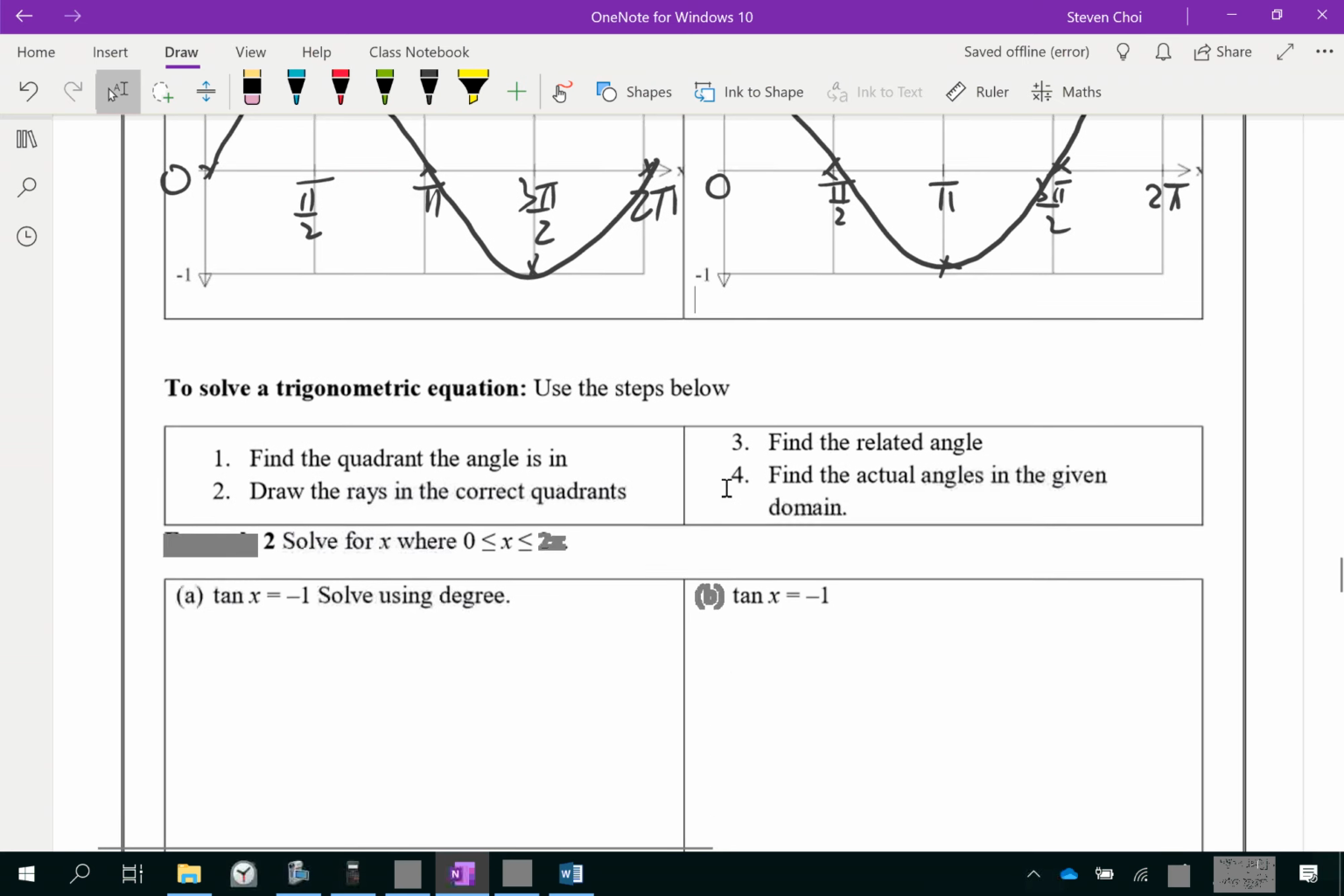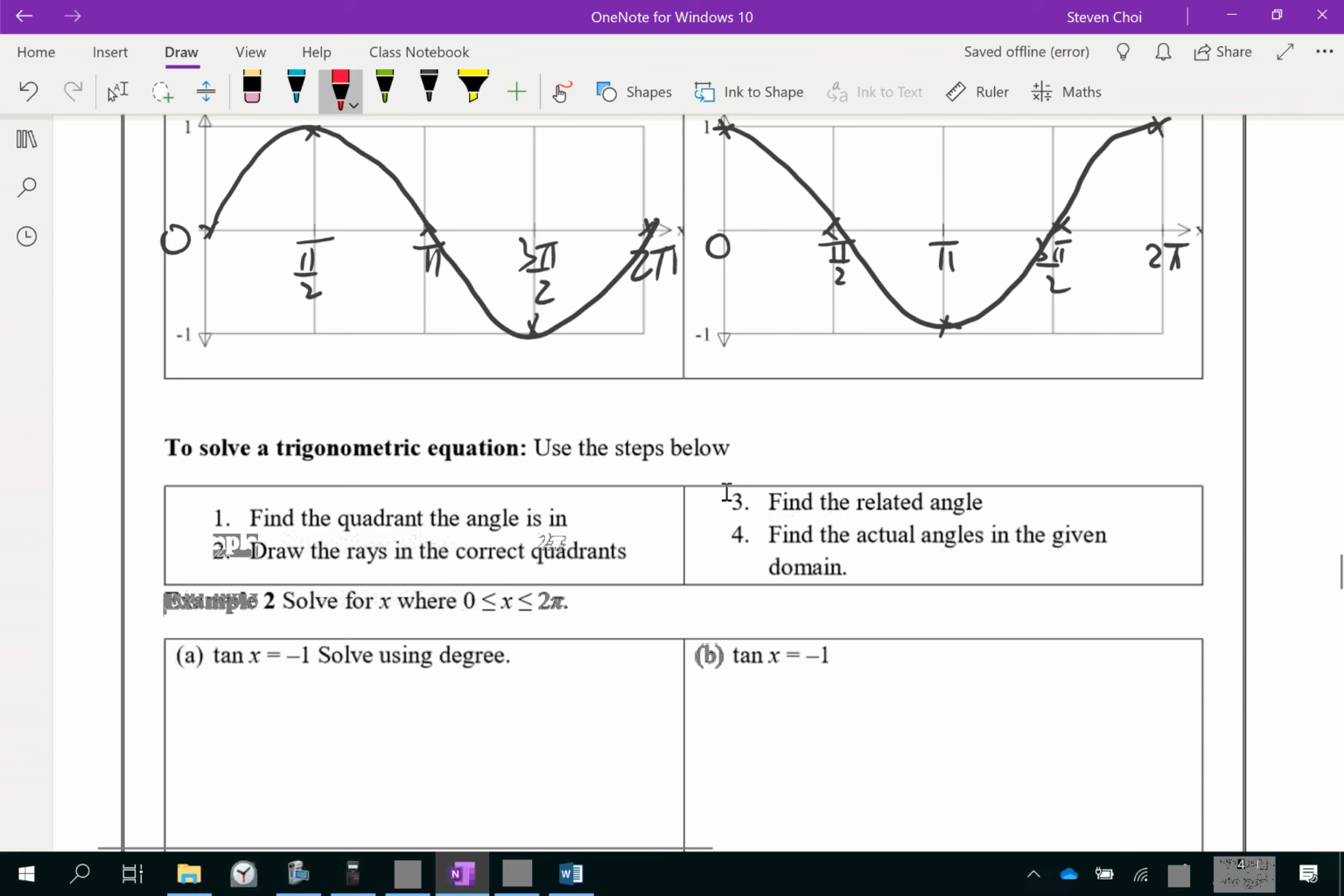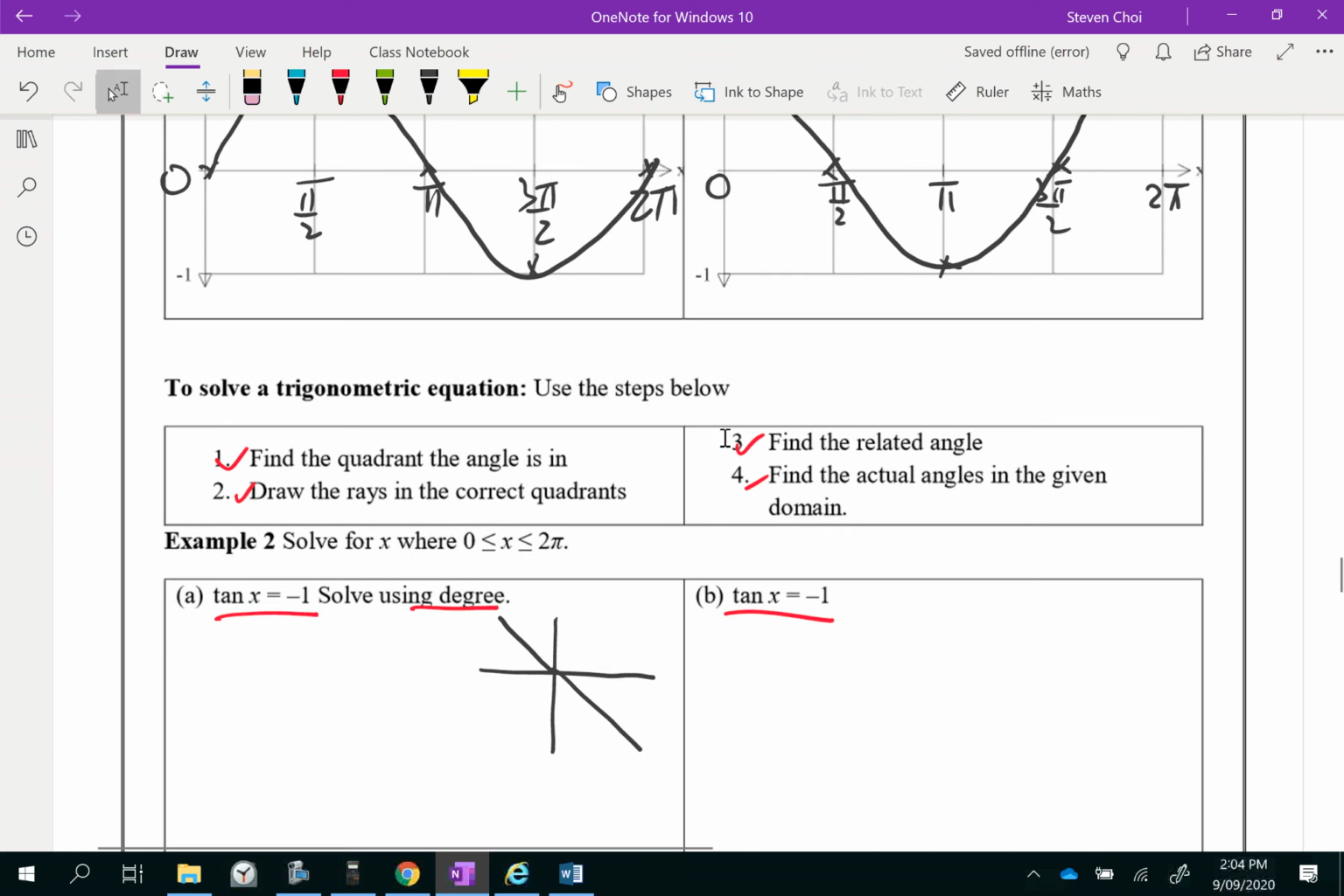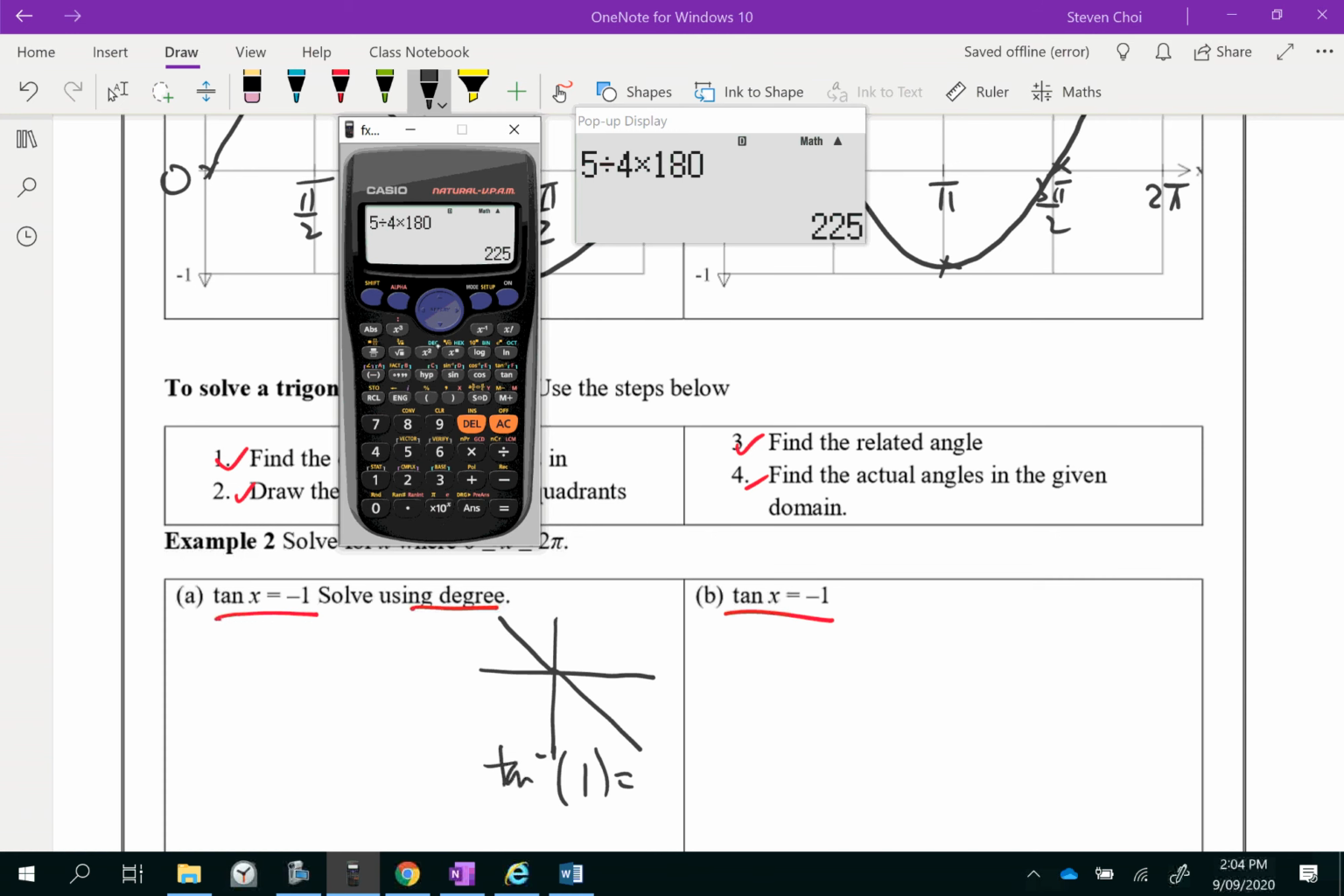So how does radian work? You do exactly the same procedures, but we're going to solve the same equation two different ways. One is using degree. If you were to use the degree, you use the same procedure as before. Find the quadrant. It's in the third, second, and the fourth quadrant. Find the related angle, tan inverse of 1. And then if you do it on a calculator, you will get 45 degrees.